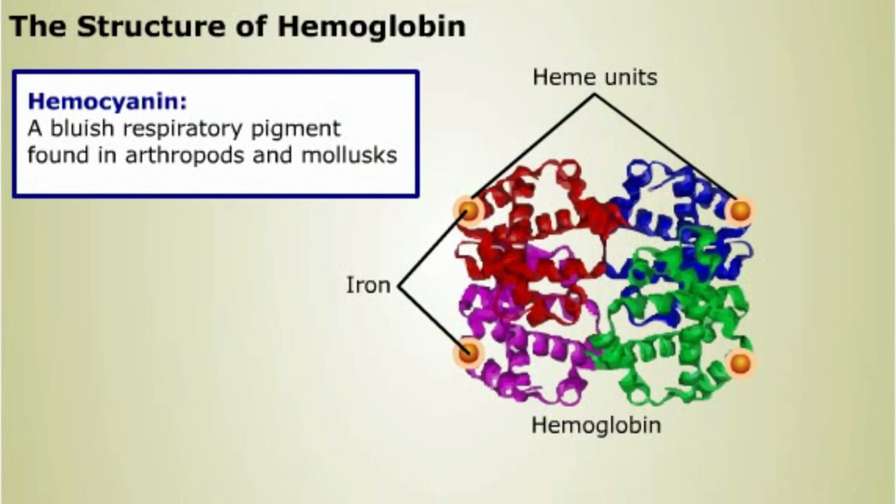Hemocyanin is another respiratory pigment. Its characteristic bluish color is produced by the presence of copper in the heme unit. Hemocyanin is commonly found in arthropods and mollusks.